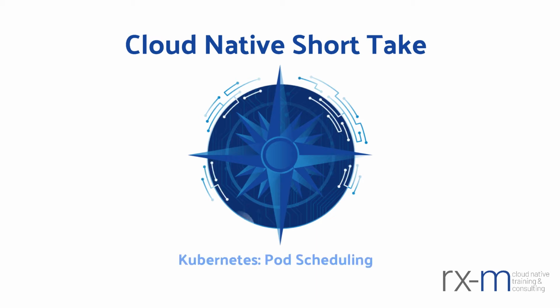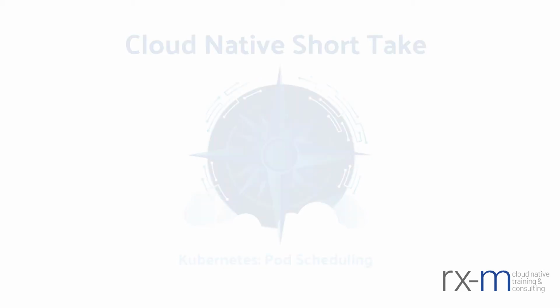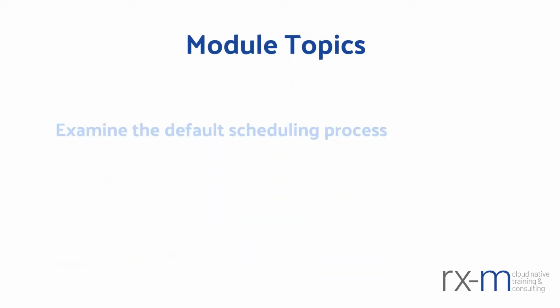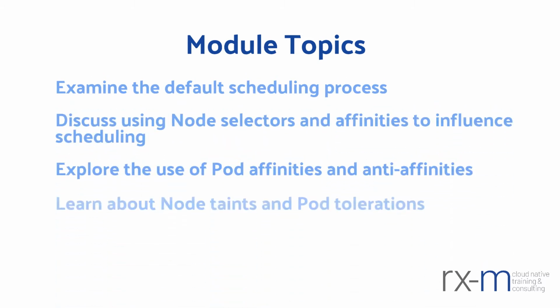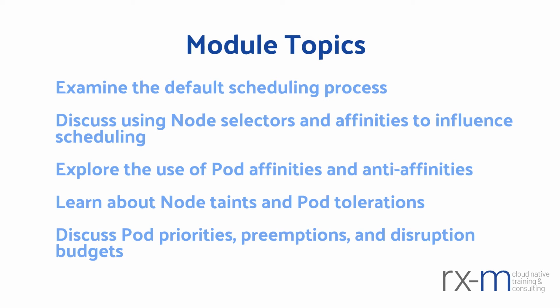My name is Chris Hanson, and today we're going to be reviewing the Kubernetes module Pod Scheduling. In this module, we typically cover things like the default scheduling process, selectors, affinities, even pod priorities and preemptions. Along the way, we do a number of demos. So today's demo will be covering pod anti-affinities.